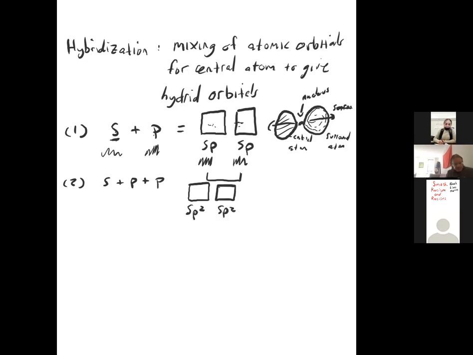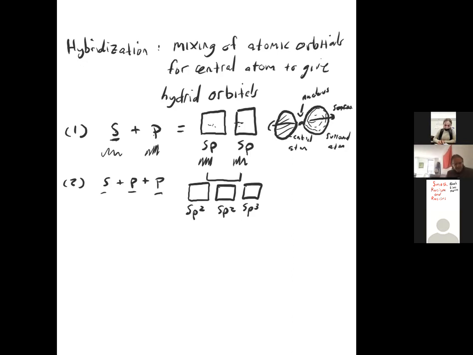So notice if we put in 3 orbitals, we got to get 3 out. So there are 3 of these orbitals that are called sp2. So why sp2? Well, if you're adding an s, that's s. If you're adding a p, that's sp. But now we have 2 of the p's, so it's sp2.